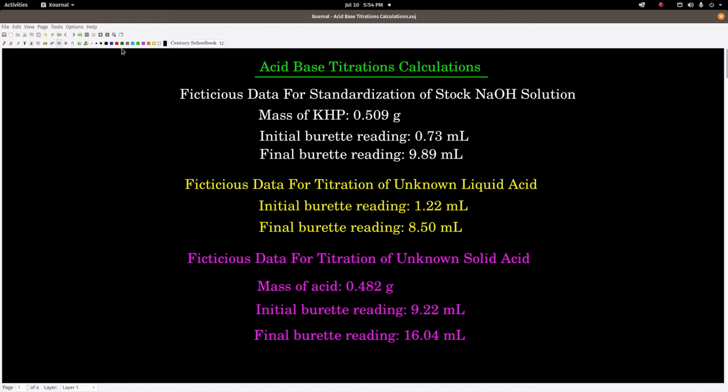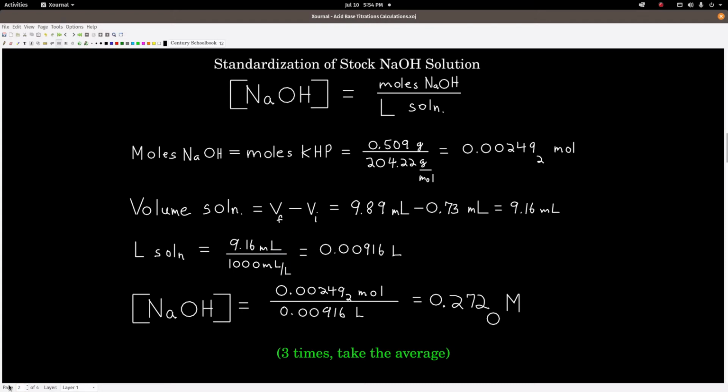The second thing is that you will have done 3 trials for each part: the standardization, the unknown liquid acid, and the unknown solid acid. I just made up one set of data for each, but it's the same thing, just 3 times. So we'll use those numbers that you just saw to walk through the calculations, just so we have some concrete numbers to look at.